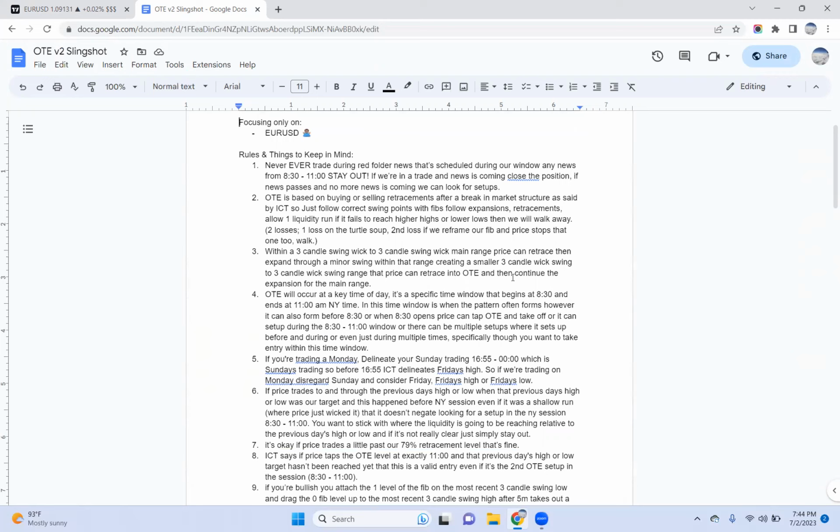You can screen record, sound record, whatever you've got to do to save these notes right here. But you never, ever want to trade during red folder news that's scheduled during our window. Any news from 8:30 to 11, you want to stay out. If we're in a trade and news is coming, you want to close that position. If news passes and no more news is coming, then we can look for setups. So just to reiterate that, from 8:30 to 11, if there is news, you can look for it.